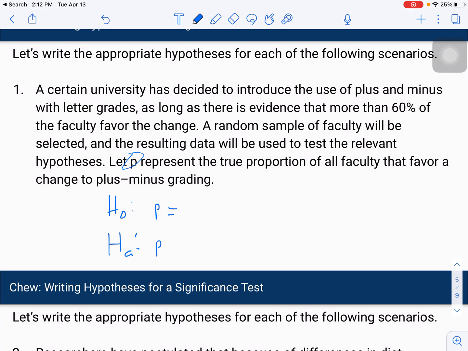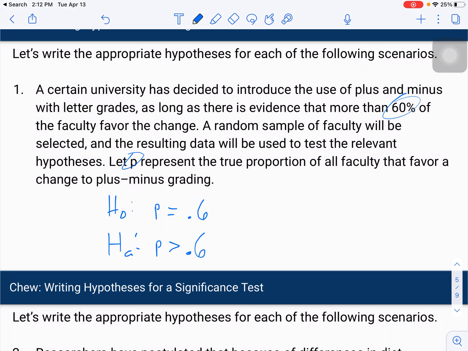Remember what I said is that your null hypothesis always has to be an equal sign. And then your alternative is either going to be a greater than, a less than, or a not equal to. My null is that I am going to assume that 60% of faculty support the change. And what I'm trying to show is that more than 60% of faculty favor the change. So I set my null hypothesis to P equals 0.6, and then my alternative, the one that I'm trying to gather evidence for, is that the proportion is greater than 0.6. So again, my null, P equals 0.6, my alternative, P is greater than 0.6.